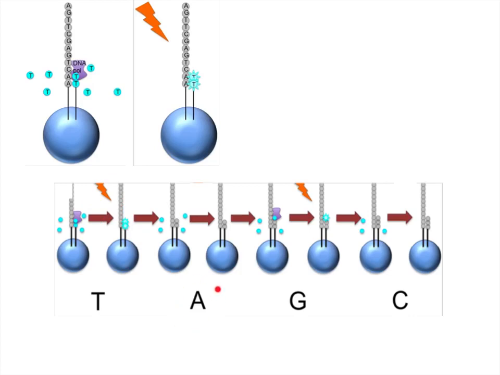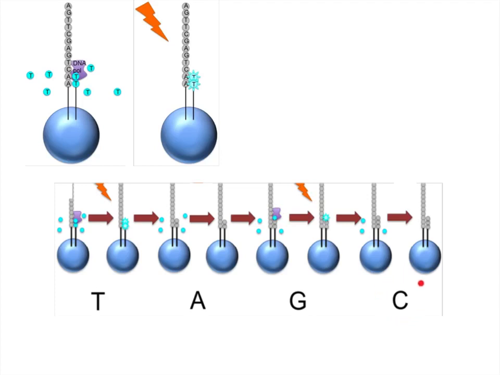Then when adenine was added or flooded to the wells, apparently that was not the next one, so it wasn't incorporated, nothing happened, no flash of light. Then guanine was added to the wells. It looks like that one is needed next, and so DNA polymerase incorporated it, like you see here, and you got a flash of light because of pyrophosphate being released.